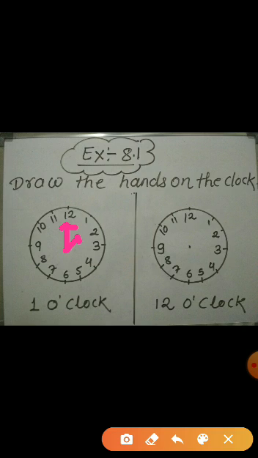Now coming to the second clock face, the time is written 12 o'clock. To show the time 12, I am going to draw the minute hand on 12 and hour hand will also come on 12. So it's a 12 o'clock now.